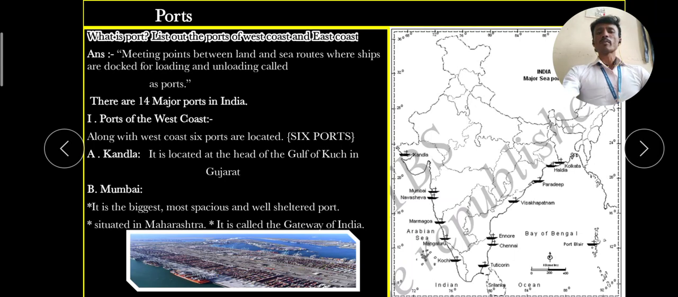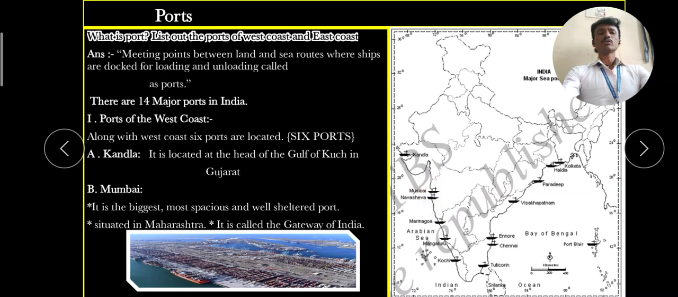Biggest port means Mumbai. Most spacious port means Mumbai. Well sheltered port means Mumbai. Sheltered means there is a lot of protection, protected from dangers like tsunamis and cyclones. That port has a lot of protection. So that is about Mumbai. It is the biggest, most spacious and well sheltered port, situated in Maharashtra, and it is called the gateway. So this is Mumbai port.